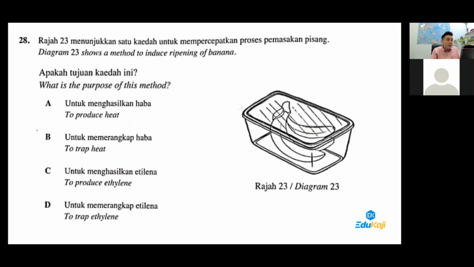Okay, 28, guys, 28. This is a draw 2 stars, very common question. Whenever they show you banana inside a container, not only banana, guys, can be any other fruit, the function is to trap ethylene, not produce. Be careful, not produce. The keyword is always to trap ethylene. So 28 answer is donkey.